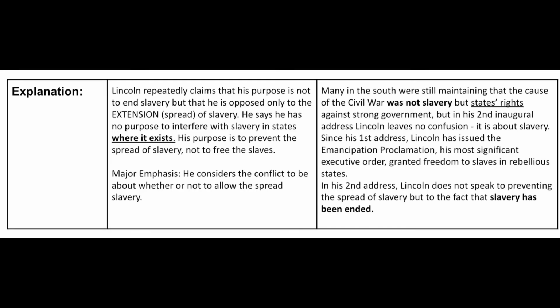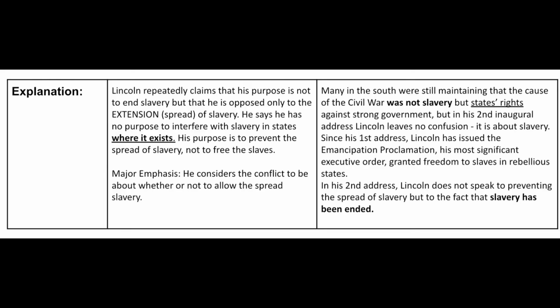In the first inaugural address, Lincoln repeatedly claims that his purpose is not to end slavery, but that he is opposed only to the extension or the spread of slavery. He says that he has no purpose to interfere with slavery in the states where it exists. His purpose is to prevent the spread of slavery, not to free the slaves. He places major emphasis on the fact that the conflict is about whether or not to allow the spread of slavery. But you'll see his tone and his words of choice are slightly different in the second inaugural address.